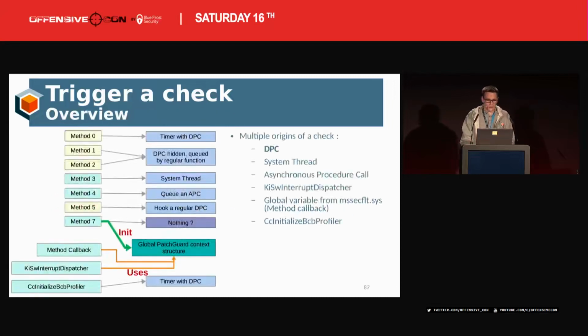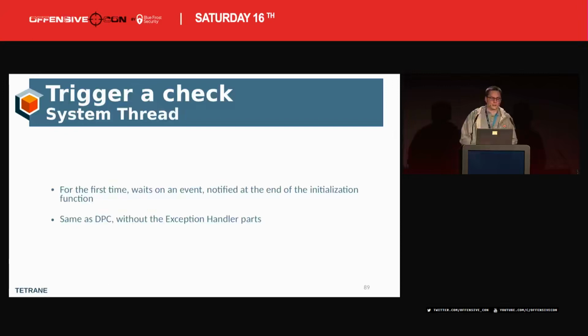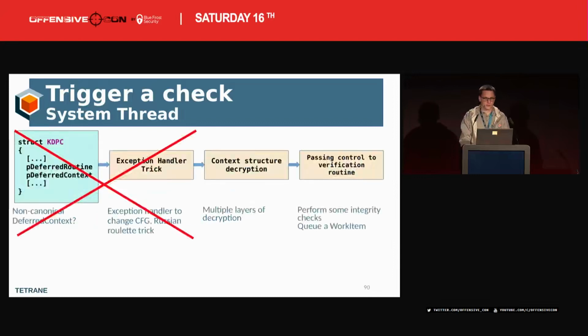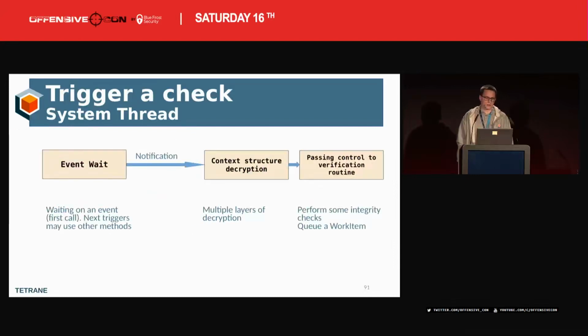So this was for the DPC. Now we will see the system thread method. The first time the system thread method is called, basically the thread will wait on an event, and this event will be notified at the end of the initialization function. So basically, almost right after. The rest of the method is the same as the DPC, but without the exception handler. So basically, now it looks like this. Next time will be timers as usual.